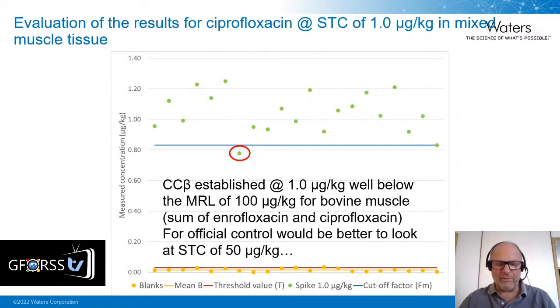For official control, if we were setting up this validation experiment, we would be better off setting the STC at half the MRL, i.e. 50 microgram per kilogram. This work was to investigate the sensitivity of the method.